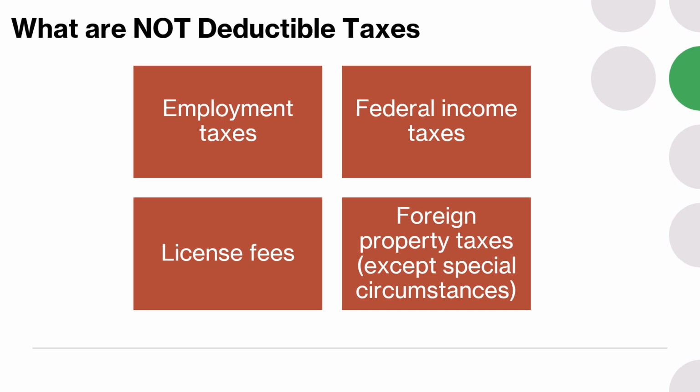And then federal income taxes are not deductible. License fees, so things like your driver's license, those aren't considered taxes. And then foreign property taxes are not deductible on Schedule A. They might be deductible for some taxpayers as business expenses, but that's going to be out of scope for VITA anyway, and it's unusual circumstances.